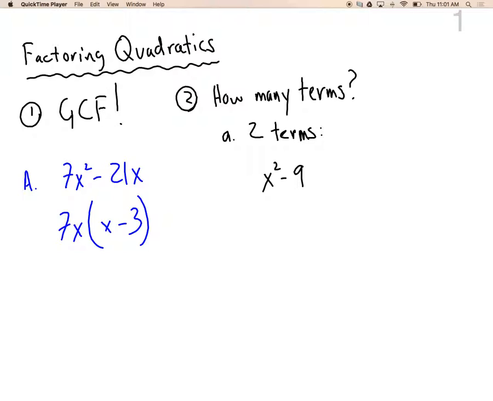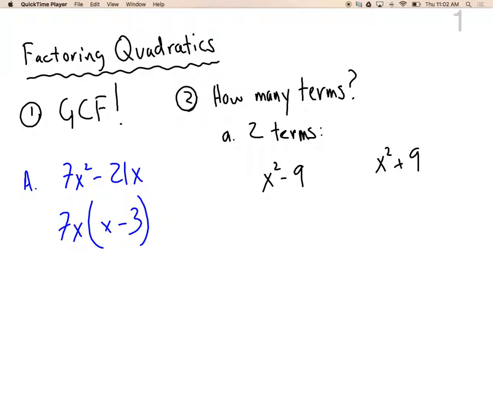x squared minus 9. That's called the difference of perfect squares. Difference because it's subtraction, perfect squares because x squared is a perfect square, and 9 is a perfect square. That will factor. We'll come back to that in a second. X squared plus 9, the sum of perfect squares, doesn't factor.